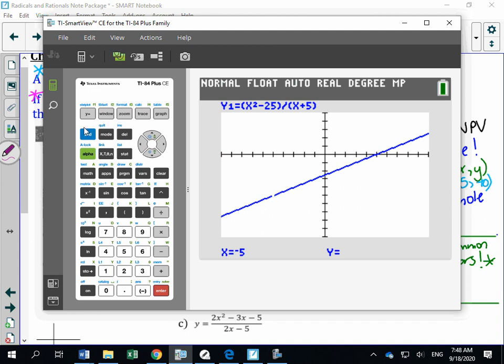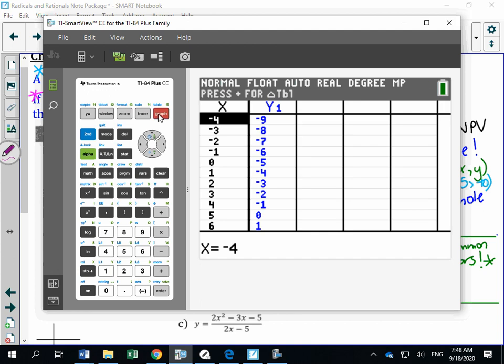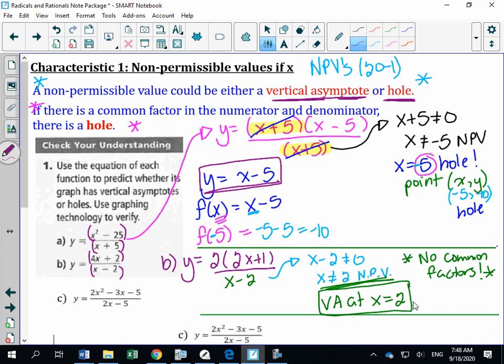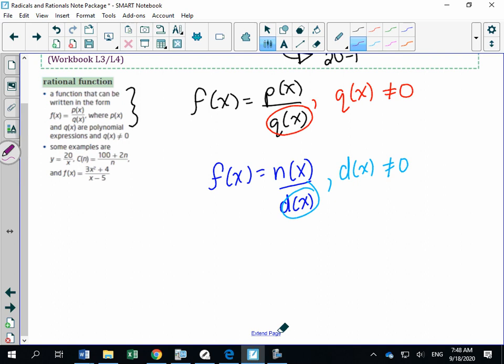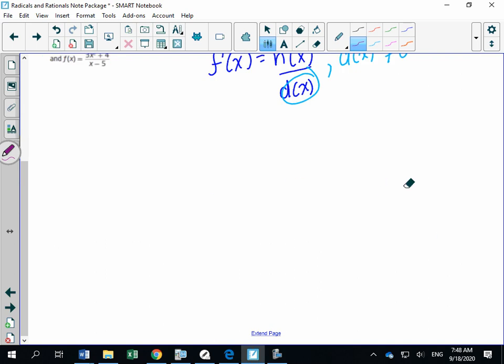The other place that you'll be able to see your hole is when you look at your table of values. And if I go to -5, it's going to give me an error. There's a hole there. So we need to know how to graph this hole, and I will show you how to graph it. I'm just going to go back to this page here, and you'll have room to graph your hole over here.